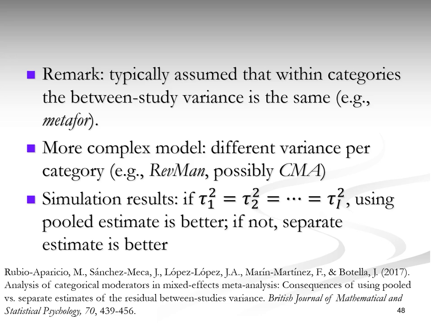A simulation study showed that if in reality all variances between population effect sizes are the same for all categories, then it's a better idea to use only one estimate of this common between study variance. So it's a good idea to use a pooled estimate over categories. If not, it's better to ask for separate variance estimates, one for each category. Otherwise, you will get flawed results.